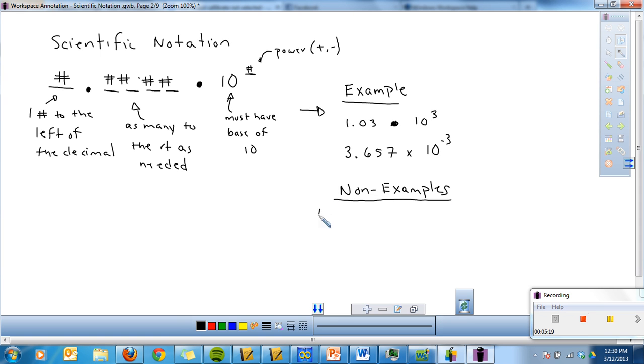All right, here is your first non-example. Let's say I gave you 25 times 10 to the third. Well, the first thing I see that's wrong is that we have a 25 here. And scientific notation has to have one number, then a decimal point, and then some other numbers. This is missing a decimal point. Okay, that's a non-example.